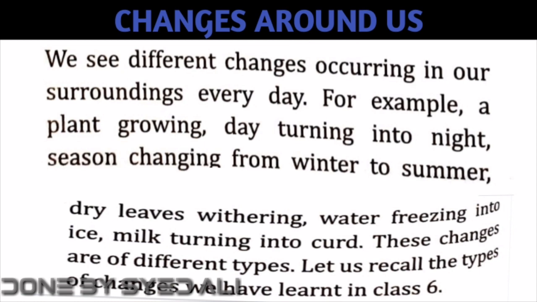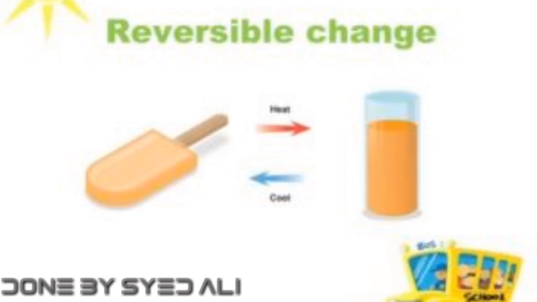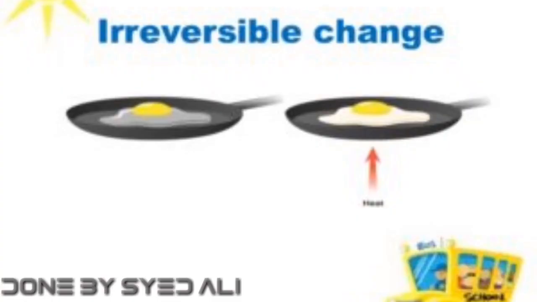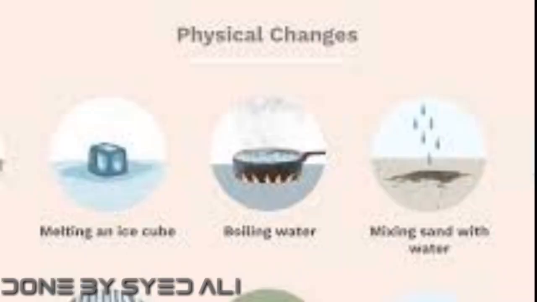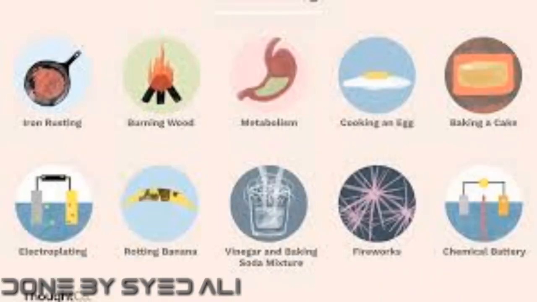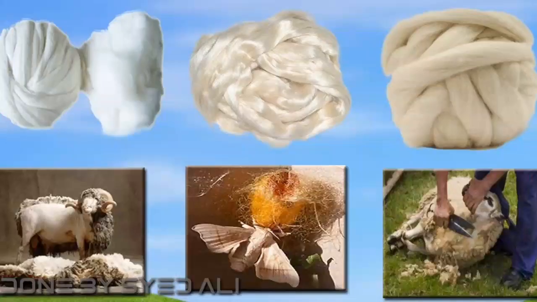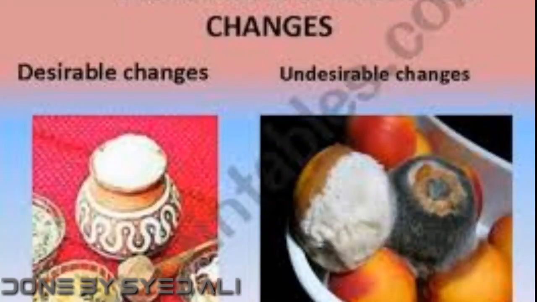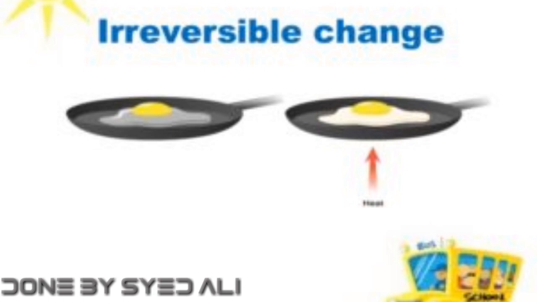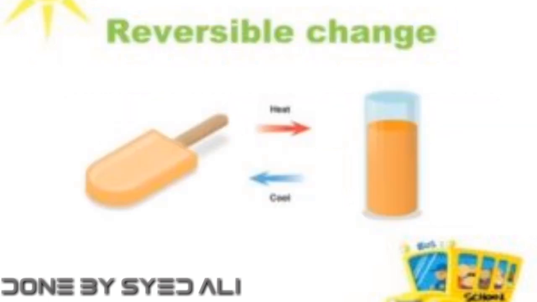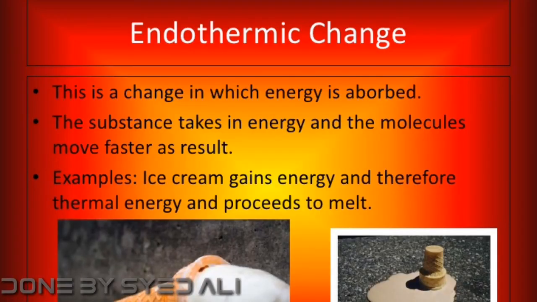Let us recall the types of changes we have learnt in 6th class. How many changes are there? Reversible changes, irreversible changes, physical changes, chemical changes, slow changes, fast changes, exothermic, endothermic, natural, human made, desirable, and undesirable. So, these all are the basic examples for the types of changes in our surroundings.